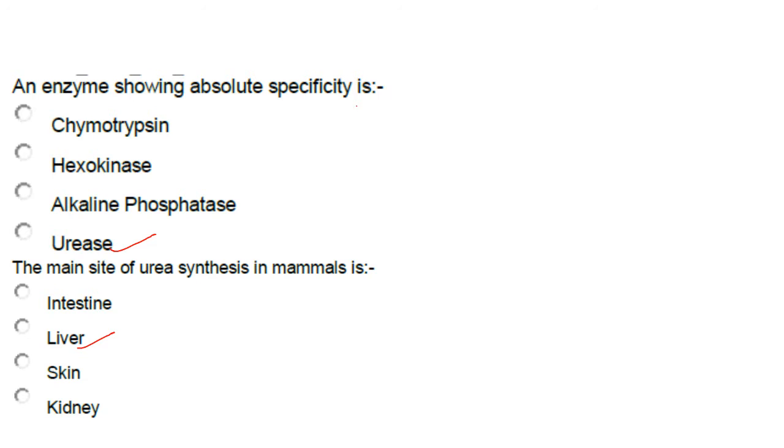The next one. The main site of urea synthesis in mammals is the liver. In humans and mammals, almost 80% of the nitrogen is excreted in the form of urea, which is produced through a series of reactions occurring in the cytosol and mitochondrial matrix of liver cells. These reactions are collectively called the urea cycle. So answer is option B, that is liver.